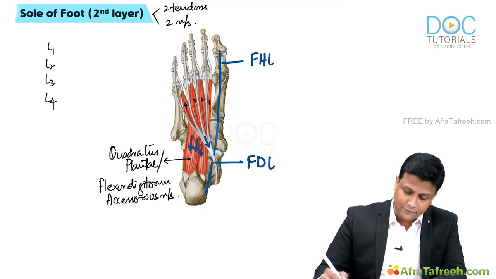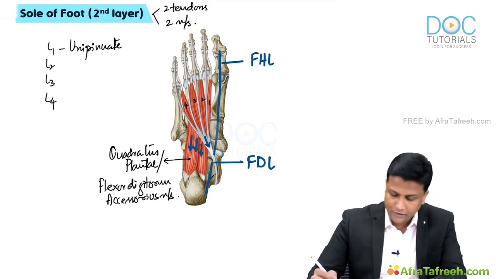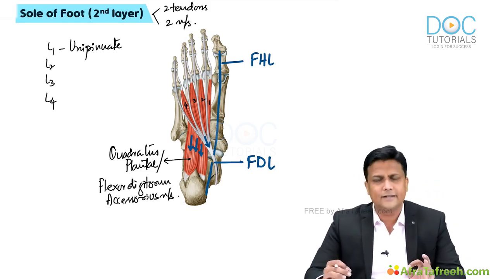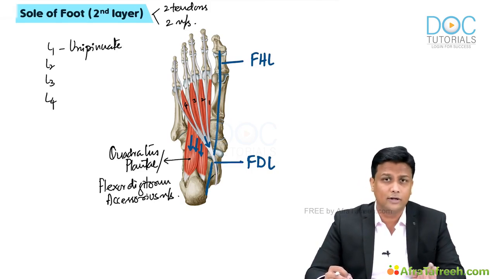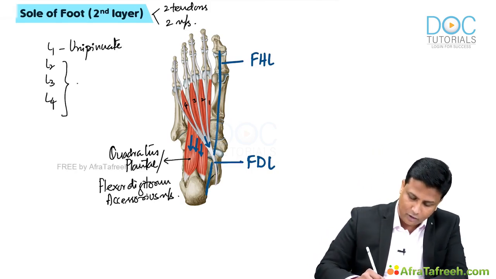But be very careful here, the first lumbrical is the only one which is unipennate here. Whereas the second, third and the fourth, you can see very clearly in the diagram, those all will be your bipennate ones. So the second, third and the fourth lumbrical, all of them will be bipennate.